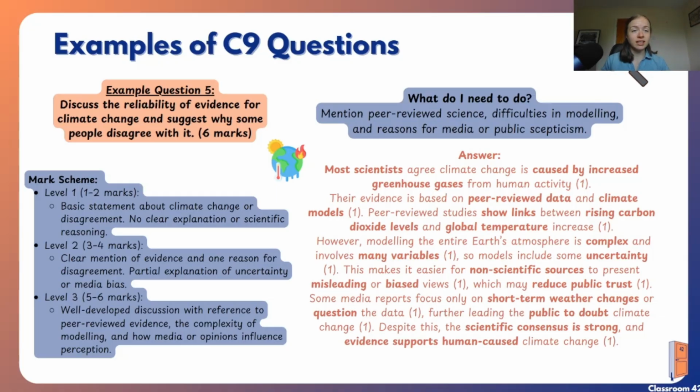So that's going back to our original point about discussing the reliability of the evidence and how essentially we as scientists tend to come to that conclusion that the evidence is strong for climate change. But then we've also throughout our question discussed why the reliability is perceived by some to be lower than it should be, and also discussed why people would disagree with it, linking it to peer review, modelling, and the media and public perception of the scientific evidence.